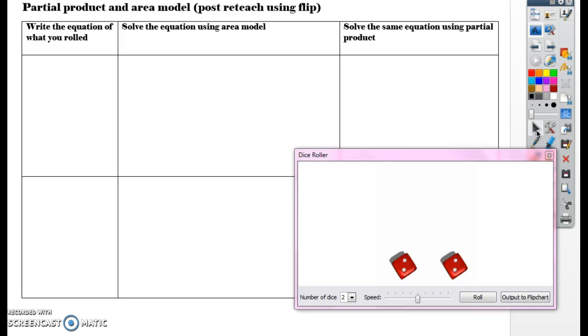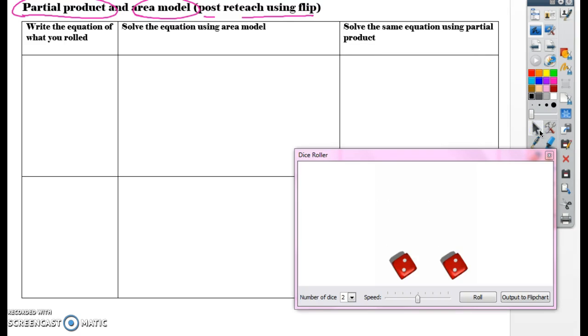And you're going to see that it says at the top, partial product and area model, post reteach using this flip. The flip means that you're watching me teach it first, and then you're going to go ahead and do it independently yourself. So the first problem, I'm going to do myself, and I want you to follow along and write down what I do while I'm doing it onto your paper. So let's go ahead and start here.